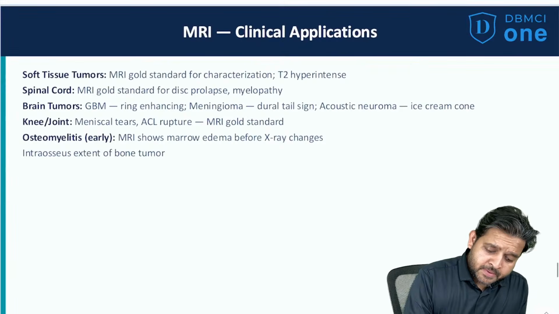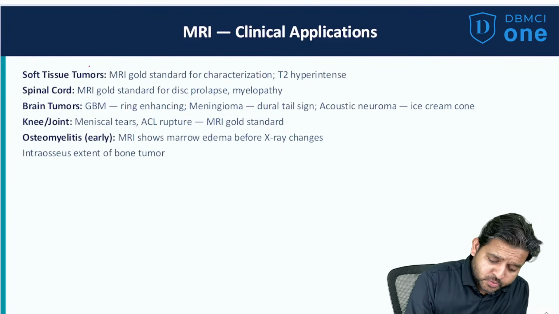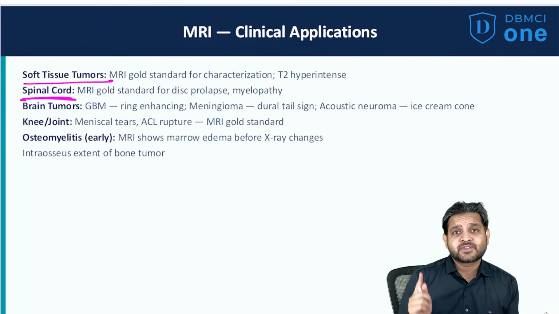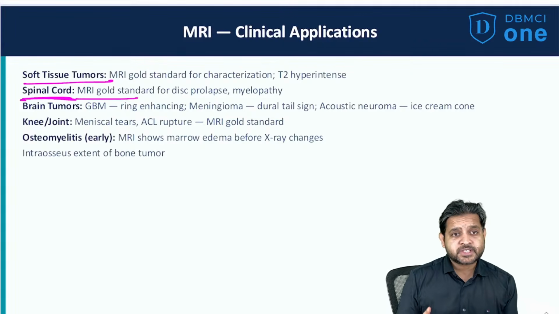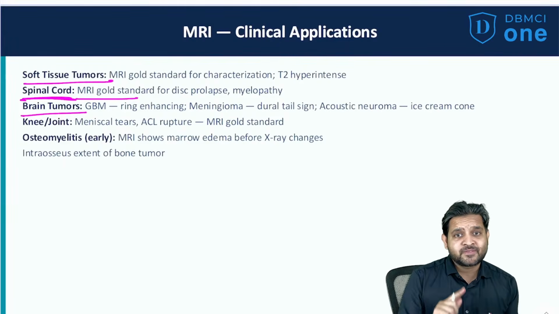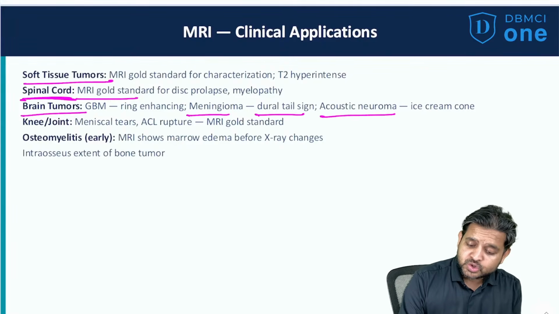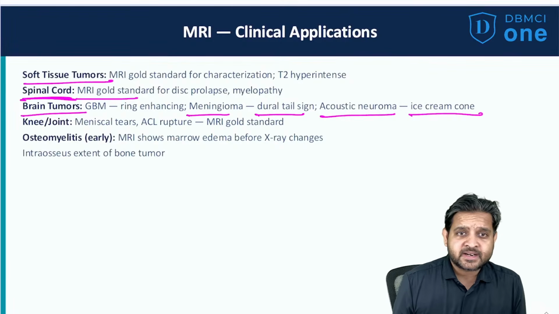Okay. Now, in MR, what are the important clinical applications? Please remember, tumors and soft tissue lesions are very well seen. Spinal cord, don't forget, if there is any disease involving the spinal cord, MRI will be the preferred investigation. If you want to localize a brain tumor, MRI is the preferred investigation. And don't forget, meningioma shows the dural tail sign, acoustic neuroma shows the ice cream cone appearance. These are some very, very standard areas, right?